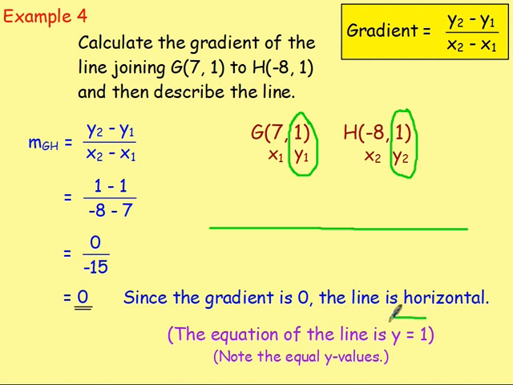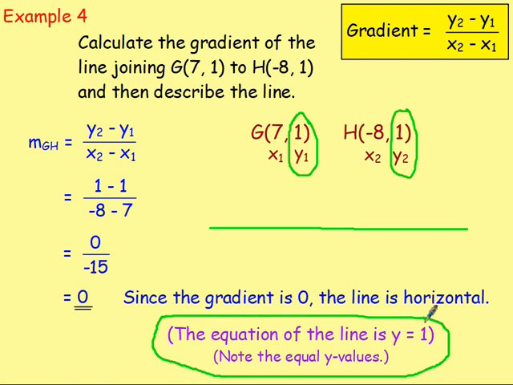If you did have to take it a little bit further and you were asked for the equation of the line, if you ever end up with either the x values being equal or the y values being equal, the equation of the line will just be x equals whatever that number is, or y equals whatever that number is. Here, because it's the y values that are equal, the equation of that line would just be y equals 1.